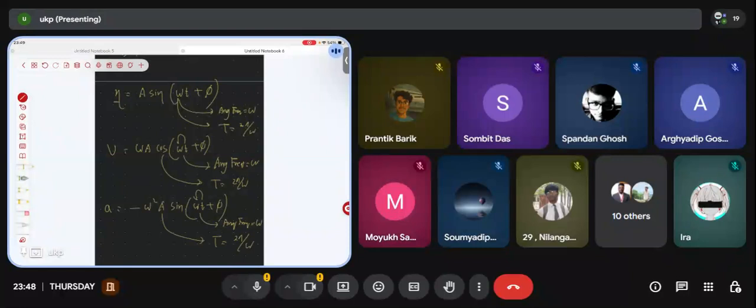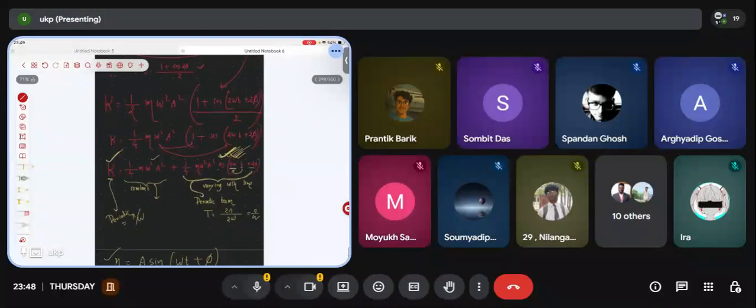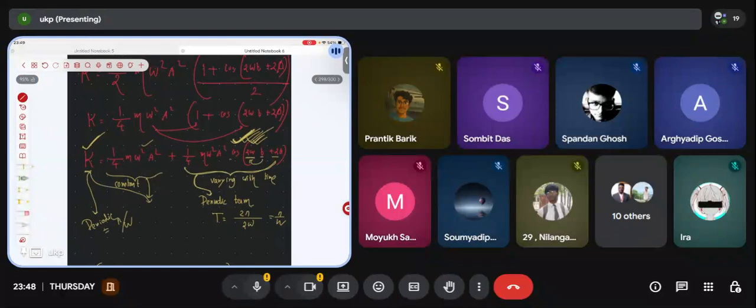So can I make an observation, guys? For displacement, velocity, and acceleration, for all these three physical quantities, angular frequency was omega, time period 2 pi by omega. But for the variation of kinetic energy, what is the angular frequency we just observed? Anyone? Same as this term. And what is the angular frequency corresponding to the variation of this term? 2 omega. So corresponding to kinetic energy, what is the angular frequency of variation? 2 omega. And time period is pi by omega.